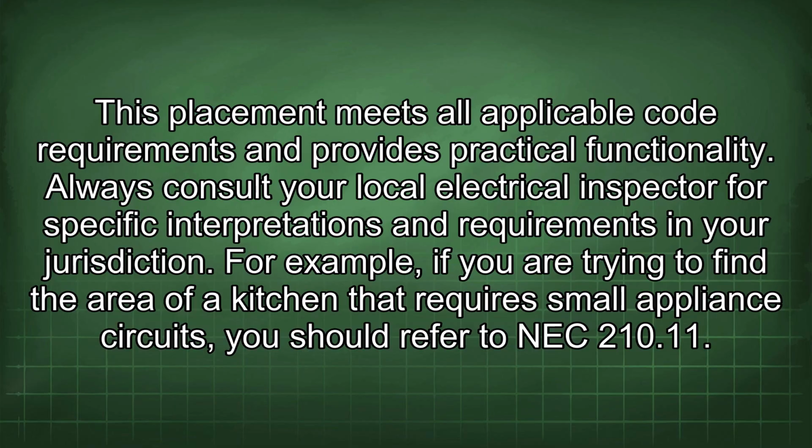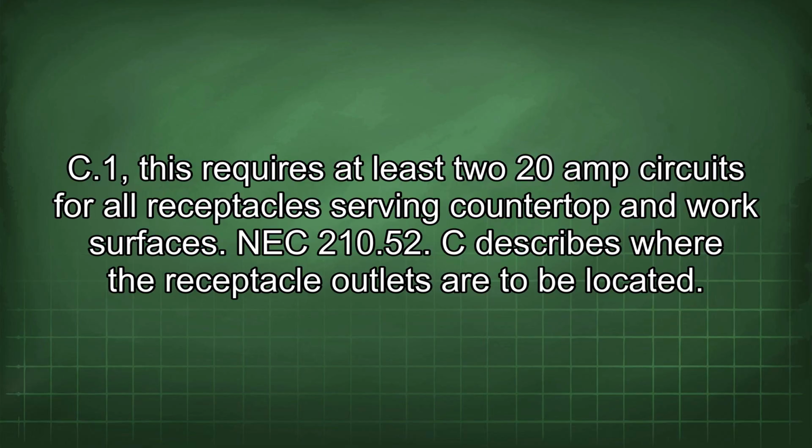For example, if you are trying to find the area of a kitchen that requires small appliance circuits, you should refer to NEC 210.11 C1. This requires at least two 20 amp circuits for all receptacles serving countertop and work surfaces. NEC 210.52 C describes where the receptacle outlets are to be located.